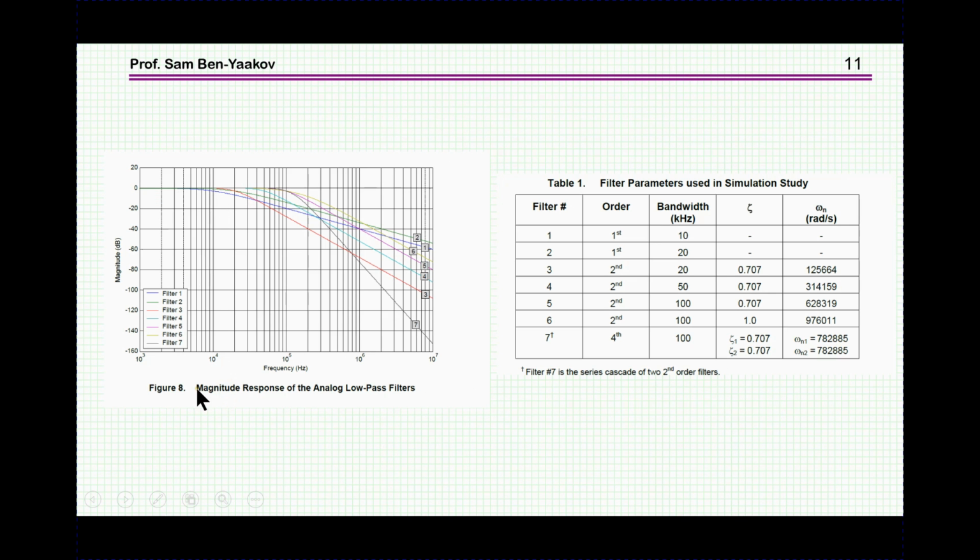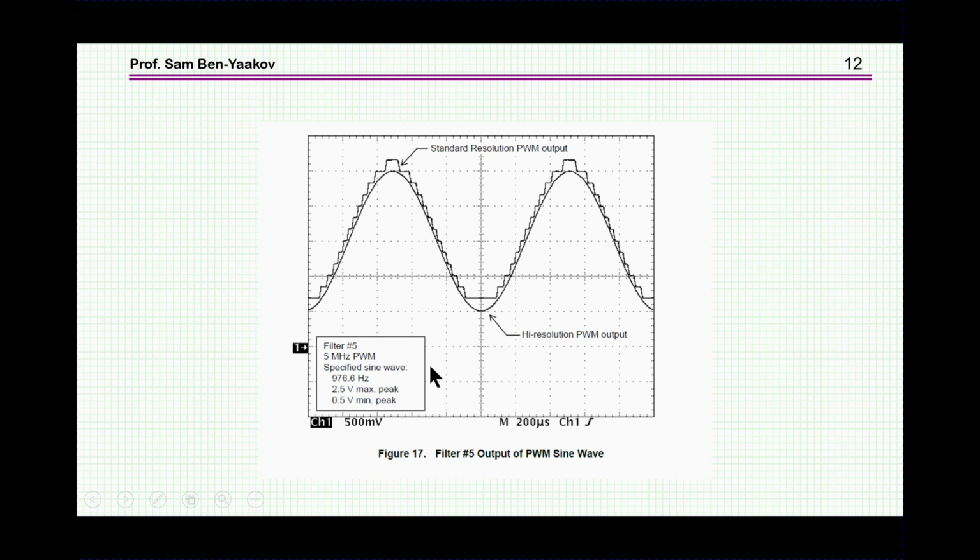This is the bandwidth of the filter, and here they have different kinds. This is the first order, 10 kilohertz, 20 kilohertz, then this second, and then they have also a fourth order. And you can see that obviously, depending on the structure, you get different bandwidth. And here they're also showing the effect, of course, of the limited resolution.